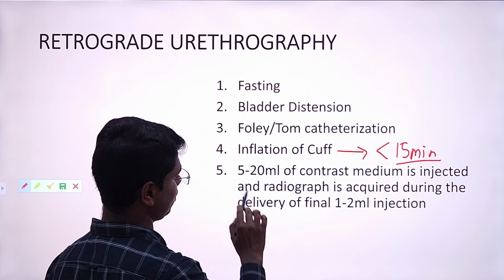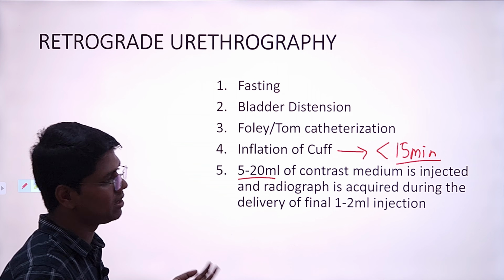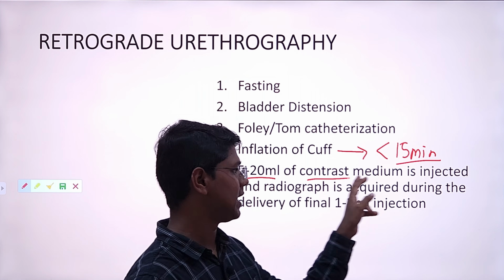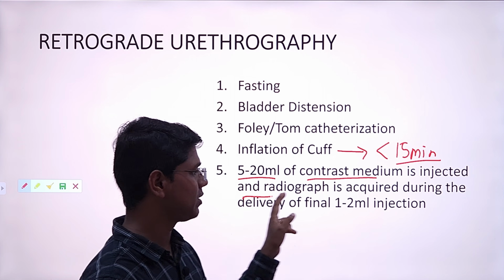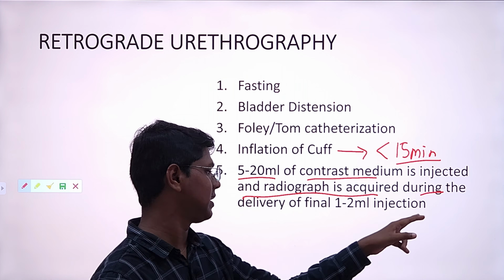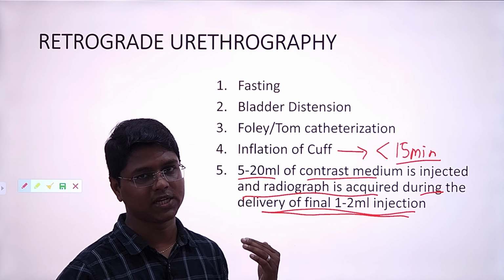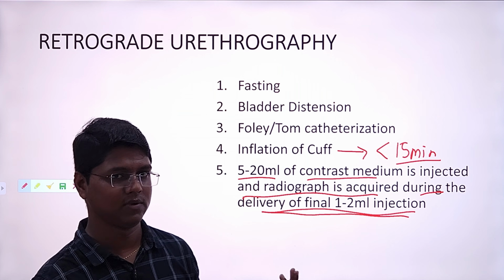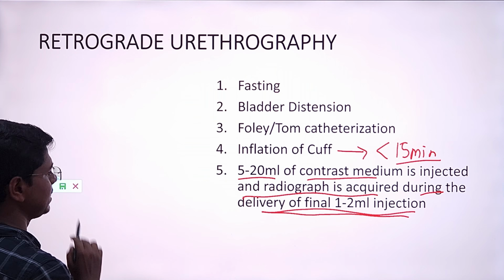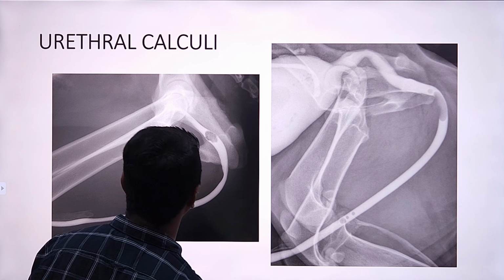Next, the contrast agent: depending on the size of the animal, 5 ml to 20 ml of contrast medium can be injected, and radiography is acquired during the last 1 to 2 ml. When you are injecting the final 1 to 2 ml, you have to take the radiograph. For this also you need lateral, ventrodorsal and oblique radiographs.